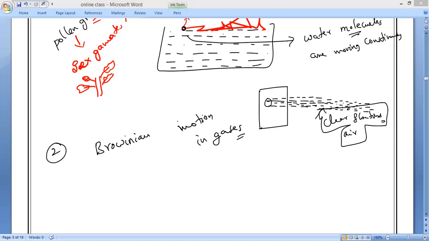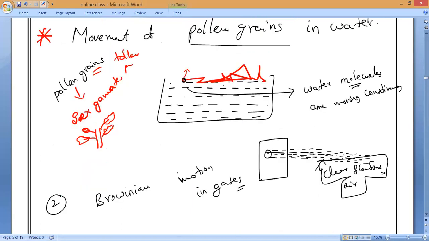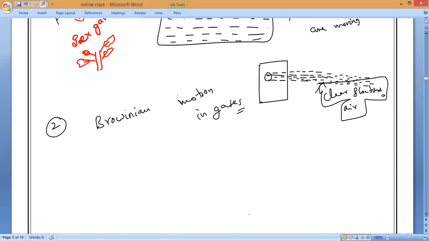Okay. So now if you want to prove the movement of Brownian motion in liquids, you can use pollen grains with talcum powder. Brownian motion in gases means you can take the sunlight which is entering into a room. We can see how the particles keep on moving in a zigzag manner. So we can say that is an example of Brownian motion in gases, because air is a mixture of gases.